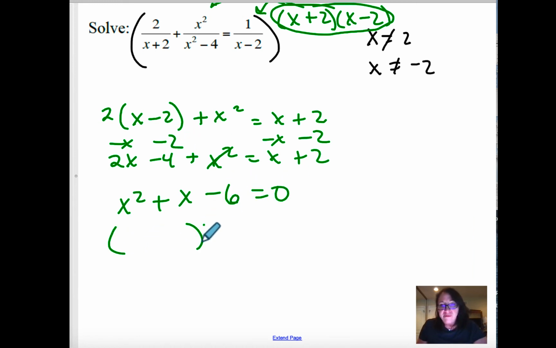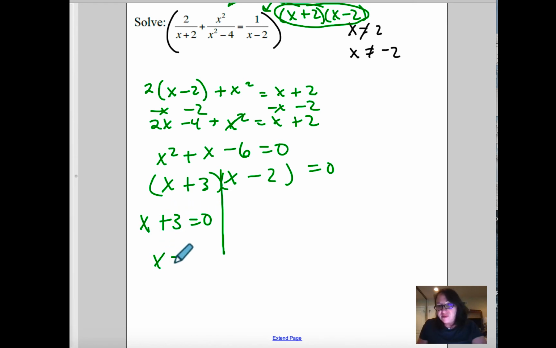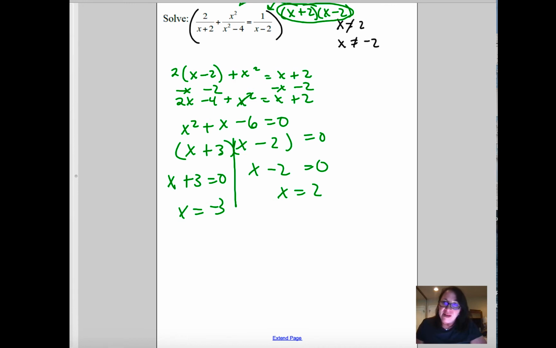I'm going to factor this since it is set equal to 0, and I get x. To get -6, I'm going to have a 3 and a 2, but because the middle term is positive, that will be positive 3 and then a minus 2. So when I split this up, I get x plus 3 is equal to 0, so x equals -3, x minus 2 equals 0, x equals 2. But in my restrictions, I already said that x cannot equal 2, because if x was 2, I would have 2 minus 2 in my denominator, which would make that 0, which would make it undefined.